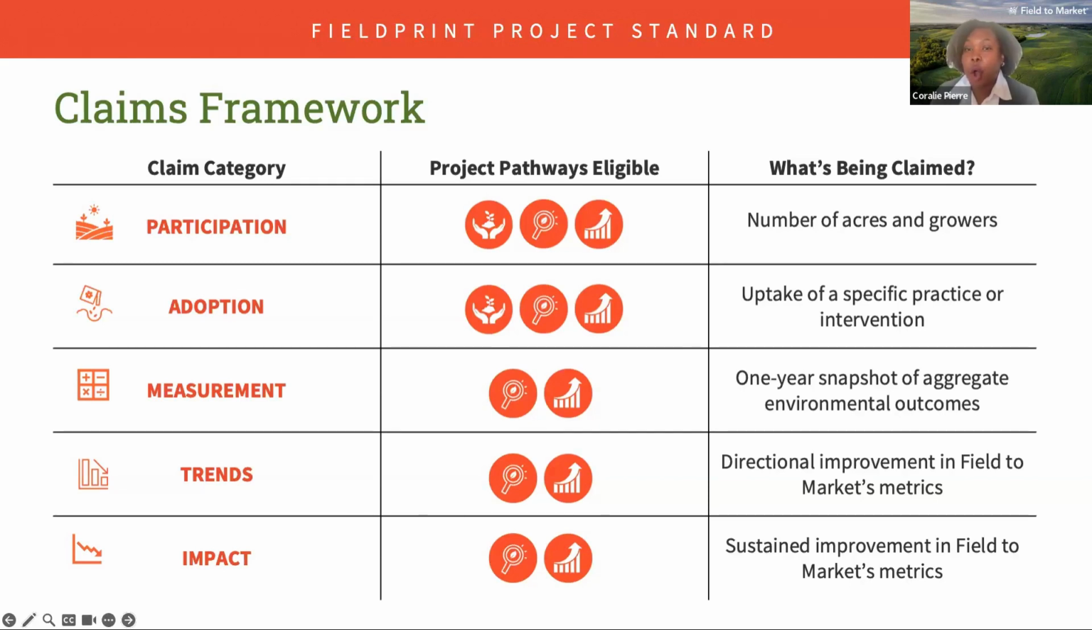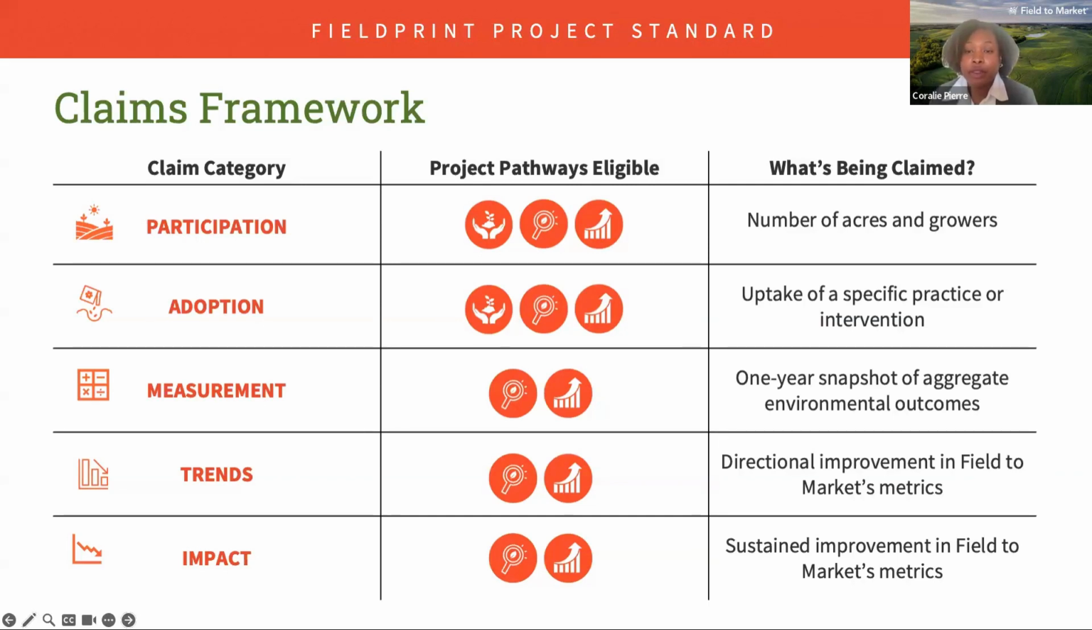are eligible for all project pathway and can be made in the first year of the project. Measurement claim establish baseline or outcome for a given period and are only eligible for insight and innovation project and can also be made in the first year of the project. Meanwhile, trend and impact claim can be used to demonstrate Scope 3 emission reduction, progress against regenerative ag goal, or other environmental improvement goal, and are only eligible for insight and innovation project.